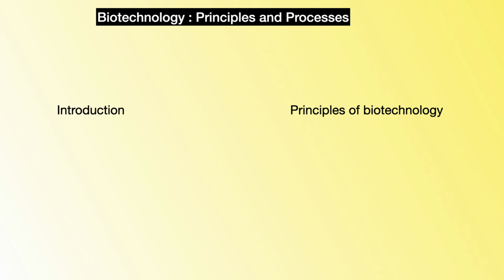In 1972, two scientists, Stanley Cohen and Herbert Boyer, changed history. They wanted to see if they could move an antibiotic resistant gene from one bacteria, that is Salmonella, to another bacteria, that is E. coli. They used three specific tools that every biotech student needs to know.